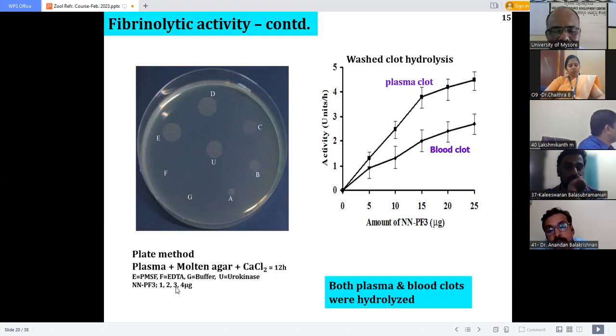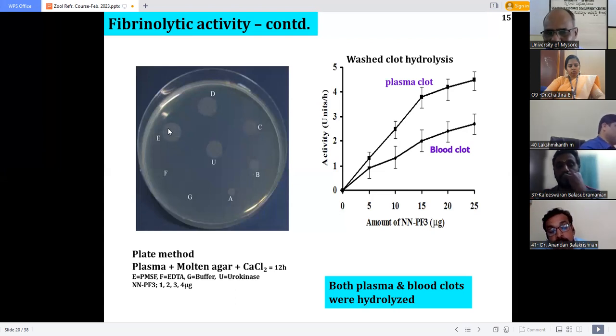See, A is 1 microgram, 2 microgram, 3 microgram, and 4 microgram. E is actually PMSF. PMSF is a serine protease inhibitor. In presence of serine protease inhibitor, no inhibition is seen. You can see our protease is degrading the clot.